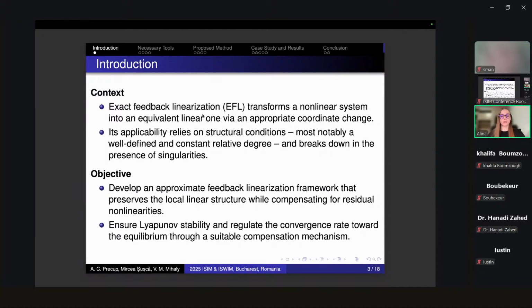The objective of our work is to develop an approximate feedback linearization framework for such cases. We aim to preserve the local linear structure as much as possible while compensating for the remaining nonlinear terms.